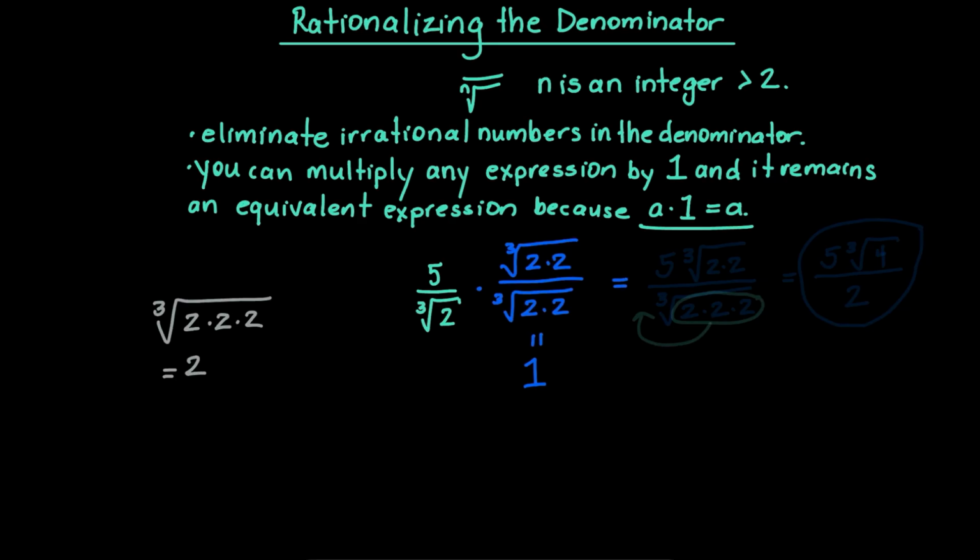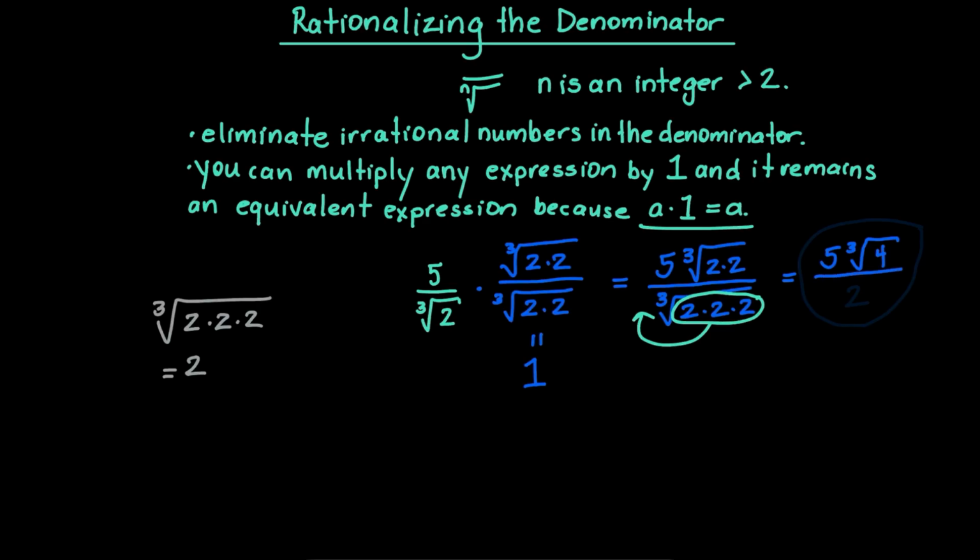So now in the numerator, I have 5 times the cube root of 2 times 2, and in the denominator, I have the cube root of 2 times 2 times 2. Because it's a cube root, I know if I have a triplet of 2's, they come out as a single 2. So in the numerator, I can go ahead and multiply 2 times 2 because I don't have 3 of them. So it doesn't simplify, it just becomes 4.